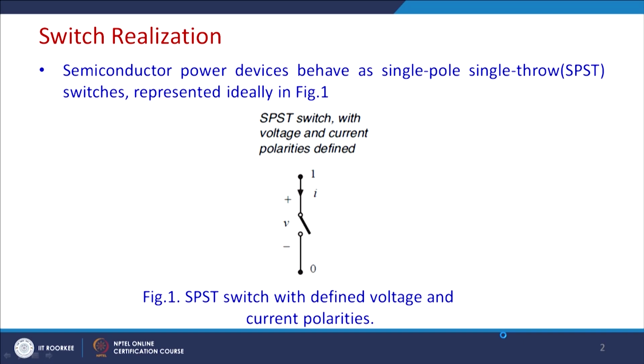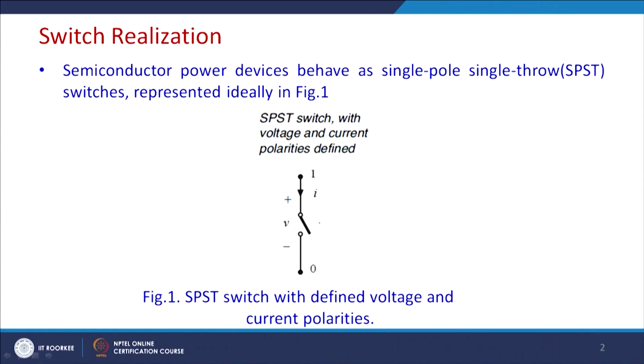Here it can block voltage and current bidirectionally, and it can also flow the current bidirectionally. So we require to realize this mechanical switch by a semiconductor switch. We shall see in consecutive slides how it is possible.